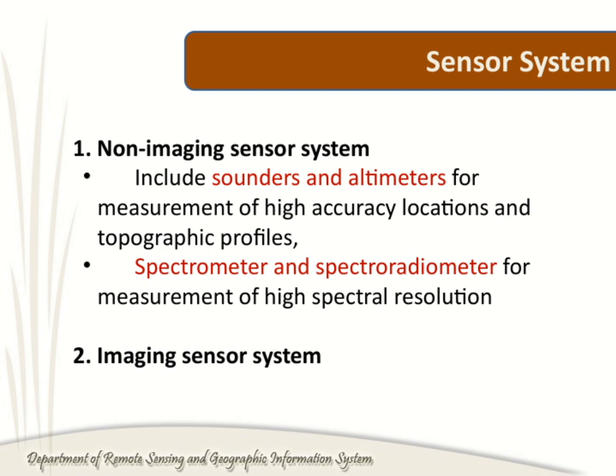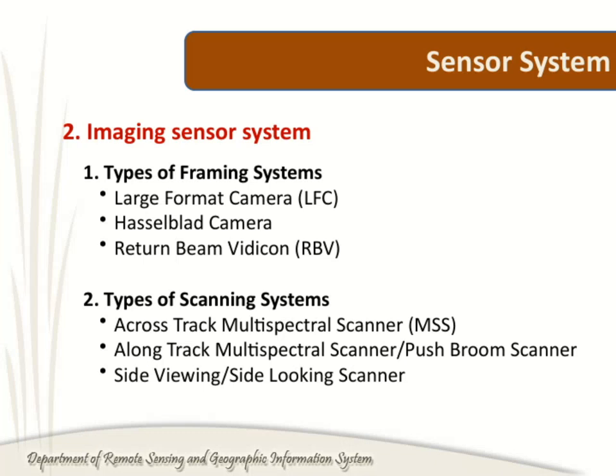Together, these systems form a comprehensive approach. Non-imaging sensors give us precise measurements and spectral data, while imaging sensors provide the visual context. This integrated setup enhances our ability to understand and monitor our environment effectively, aligning with our overall goal of comprehensive Earth observation. Now, let's take a look at some of the common types of framing systems used in remote sensing.